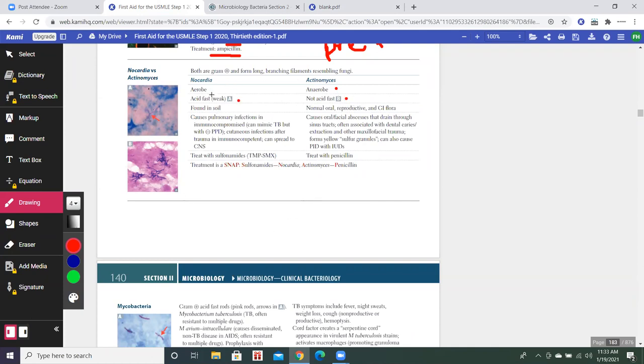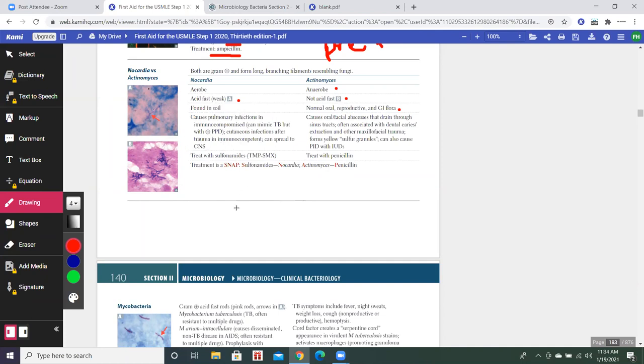Okay, next is, where do we find them? Nocardia is found in soil. Actinomyces is found in oral, reproductive, and GI tract. And Nocardia causes pulmonary infections in immunocompromised patients and cutaneous infections in trauma. But do you realize that pulmonary infections in immunocompromised patients and cutaneous infections in trauma can happen with any other bacteria, yes or no? Yes or no?